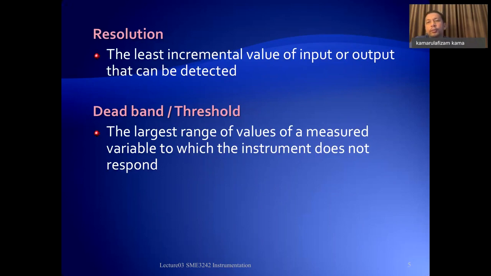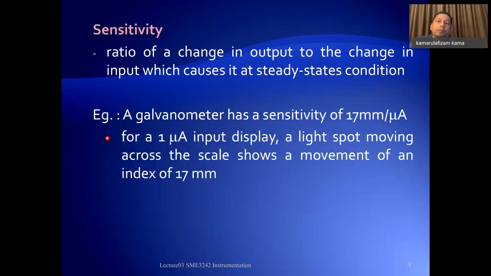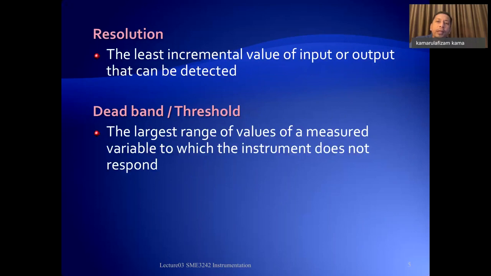to which the instrument does not respond, meaning that, taking the previous example of 17 millimeter per microamp, the dead band in this case is 1 microamp, because this is the largest value that the equipment does not respond to. If you make the input only 0.5 microamp, the equipment is still giving you 17 mm. If you increase the input to 0.6, 0.7 or 0.8, still the equipment is giving you 17 millimeter.